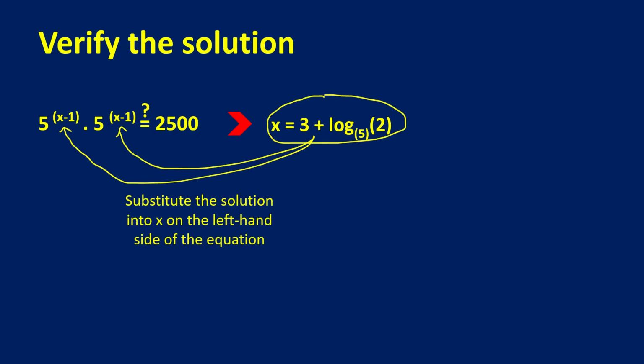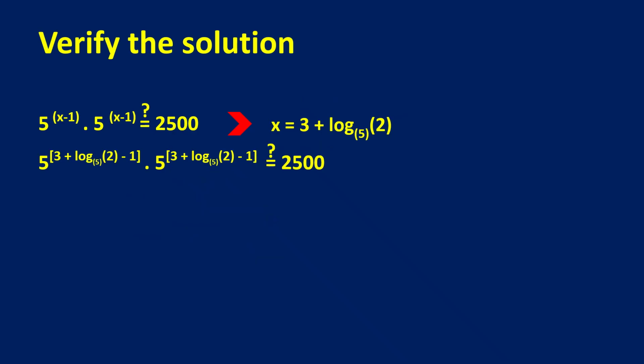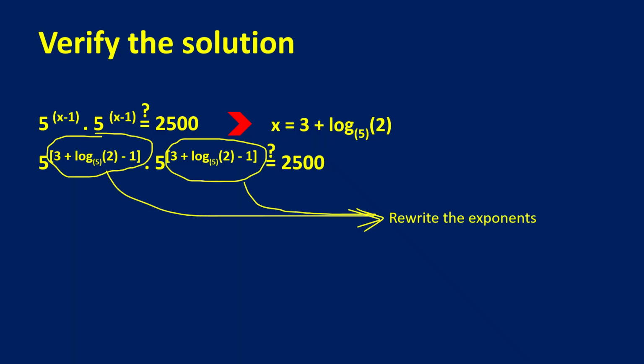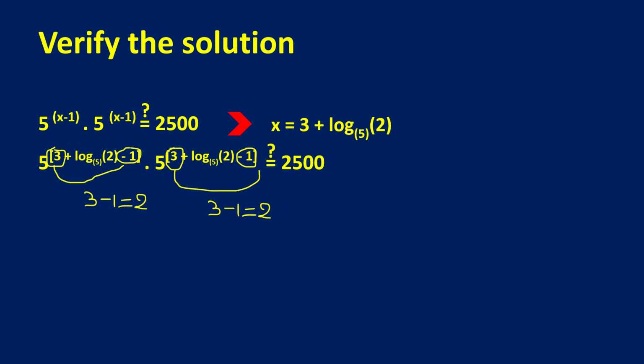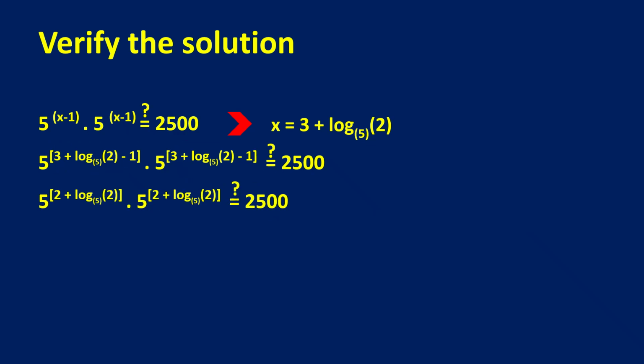And then we need to verify the solution to the equation. We have solved for x, which is equal to 3 plus the log with base 5 of 2. So we need to substitute the value of x into variable x on the left-hand side of the equation. There you go. Then we can rewrite the exponents of the left-hand side of the equation. First, we simplify 3 minus 1 is 2. There you are.